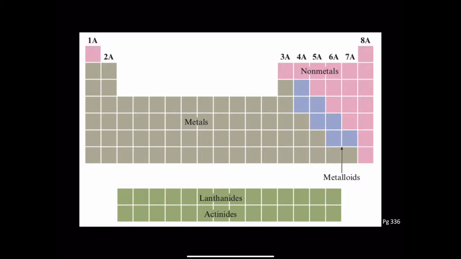We've got our metalloids over here on the right side in blue. You have your nonmetals up here, and then your metals are just about everything else. And lanthanides and actinides are kind of considered their own things, as they do some funky stuff as well. There you have it.